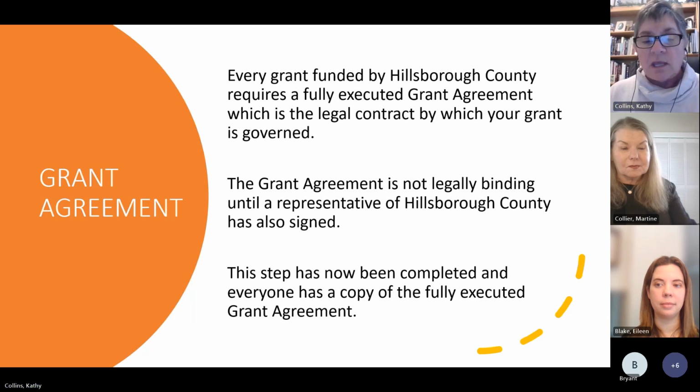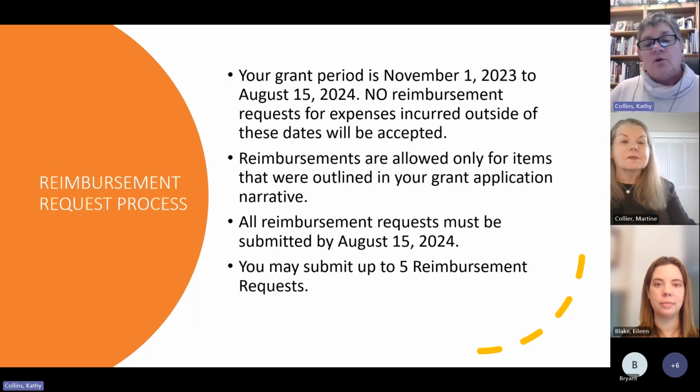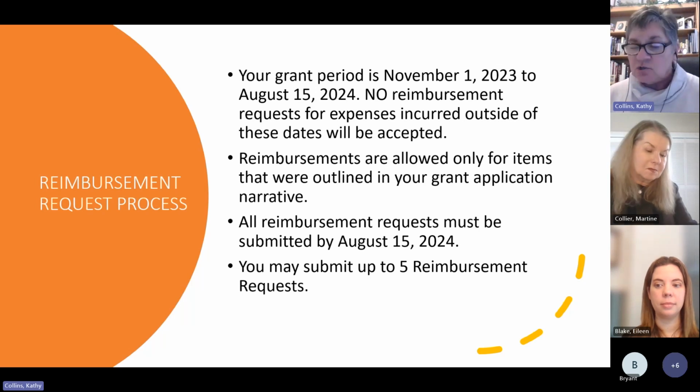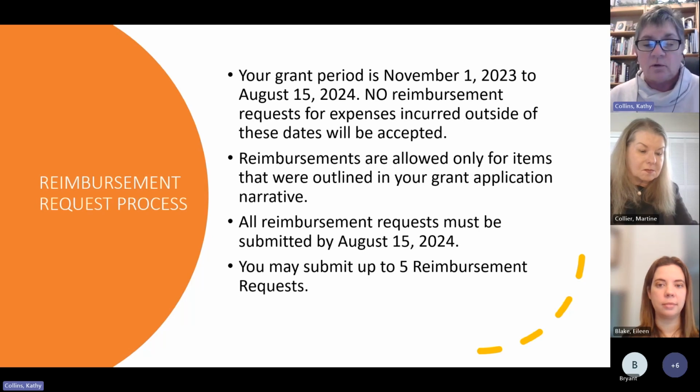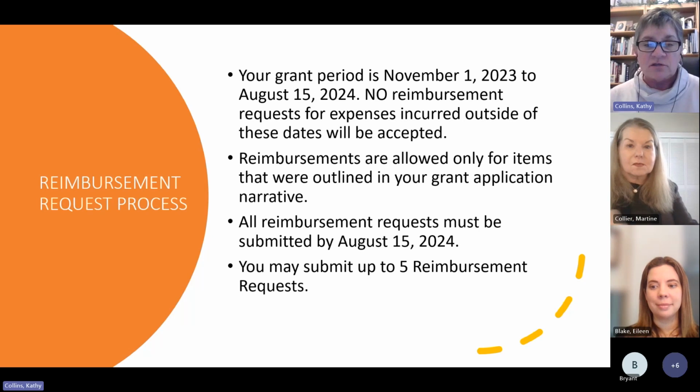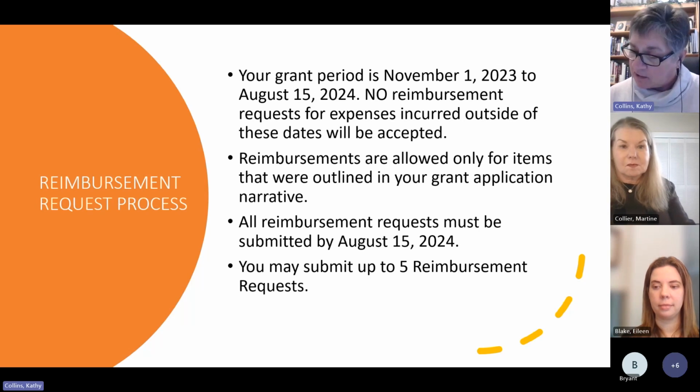Now, your grant period is from November 1, 2023 to August 15, 2024. You cannot ask for any expenses to be reimbursed outside of that time frame. You also need to make sure that you have written in your calendar somewhere August 15, 2024. That is the absolute deadline for requesting that anything be reimbursed under this grant. If you submit it on the 16th, it most likely will not get processed and it will not get paid.